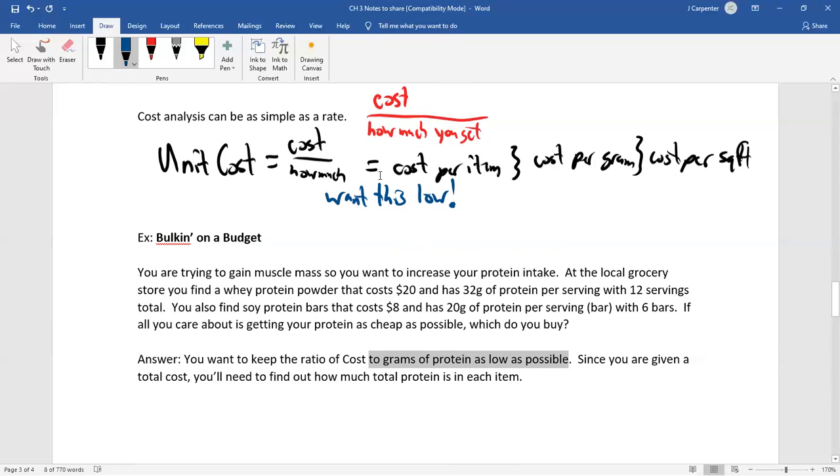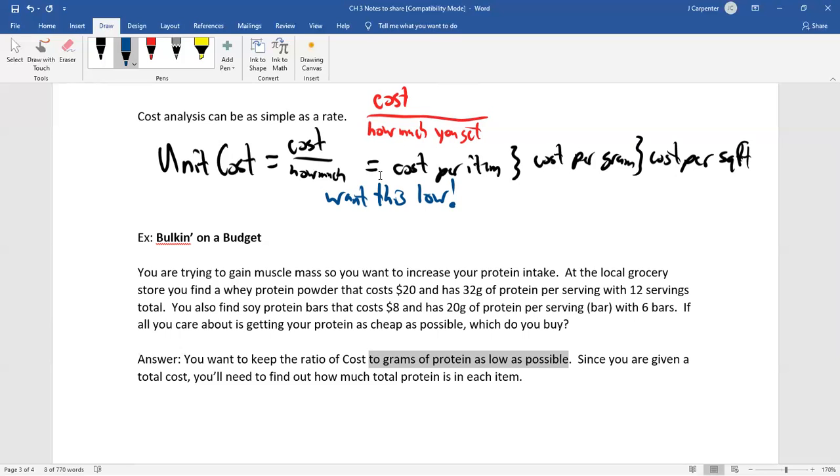We don't want to compare the cost to the total weight in this instance, because we don't care about the total weight of the product. We don't care how much fat or how much carbs are in this. We're only caring about the protein here. So you wouldn't want to just compare it to the pure weight of it. You would need to go specifically to the weight of protein.